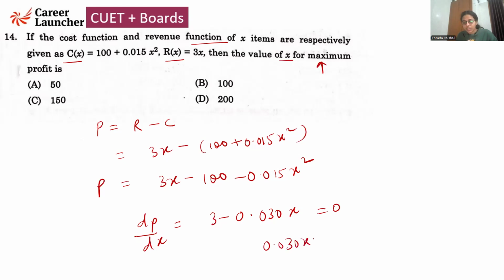Yes. So let us just equate it to 0. After solving this down, what is the answer that I'm getting? If you solve this further down, you will get 100 as the answer. Yes. So option B is the correct one. So basically, the number of units for which we are getting the maximum profit is 100.